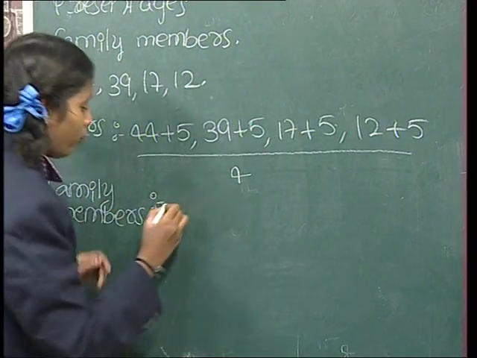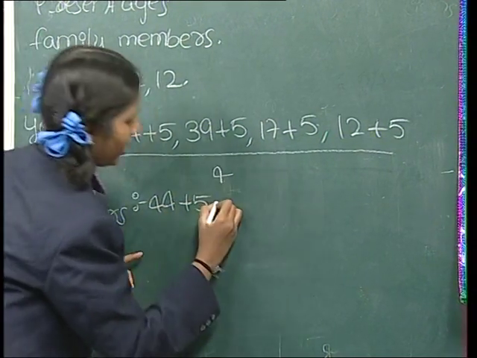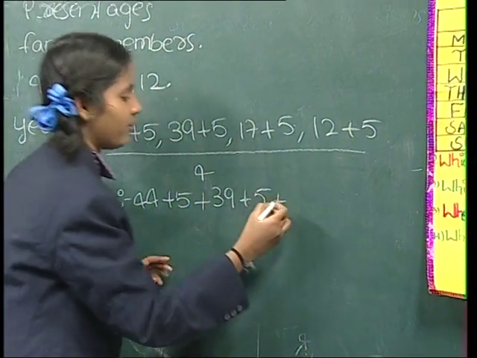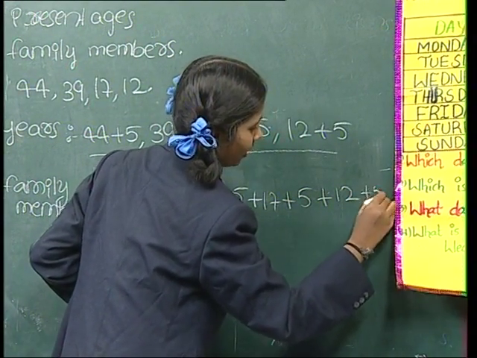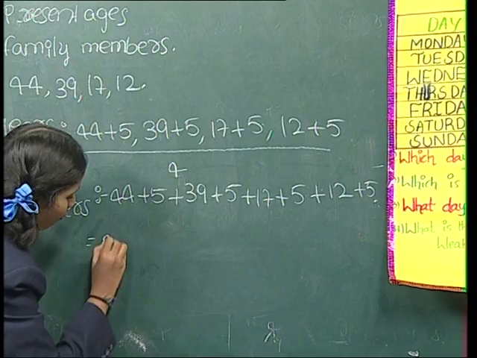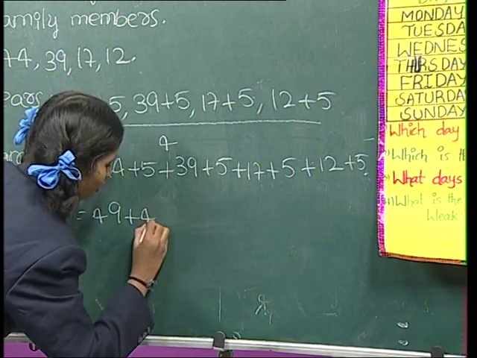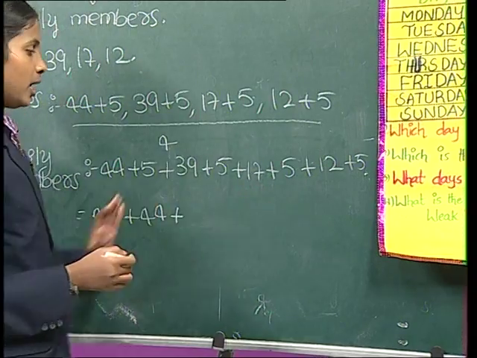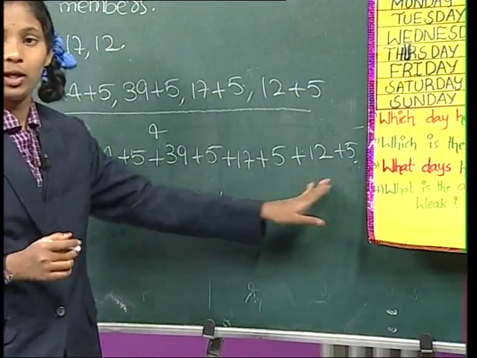That is 44 plus 5, and 39 plus 5, and 17 plus 5, 12 plus 5. That is equal to: 44 plus 5 is equal to 49, 39 plus 5 equal to 44, 17 plus 5 equal to 22, then 12 plus 5 equal to 17.